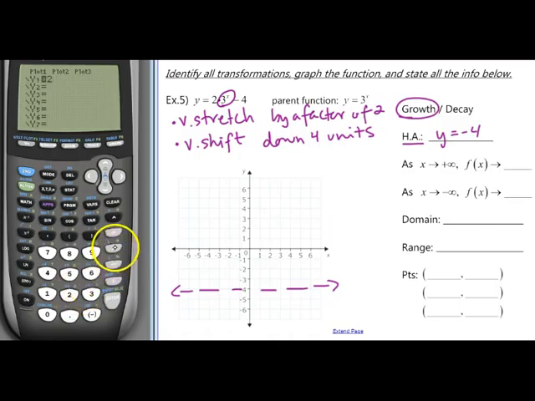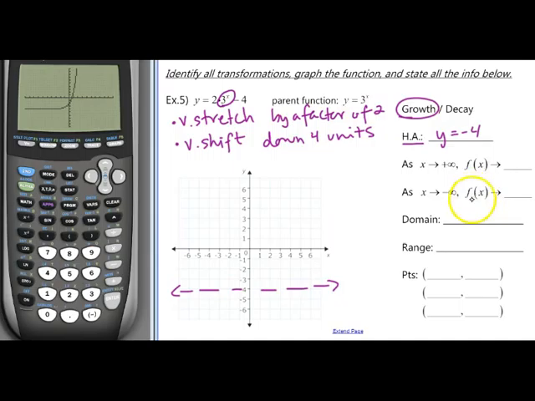So we have 2 times 3 raised to the x power, and make sure to come down off of the exponent when you type in your minus 4. And then we can graph. And then when you take a look at our graph, we do indeed have a horizontal asymptote at y equals -4, and we do have a growth function.